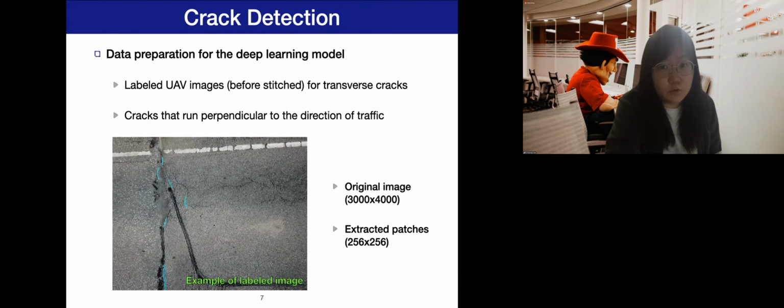Next, we process the images to feed into the deep learning model for crack detection. Firstly, we label the images taken from the UAV, not from the stitched map, to focus only on the transverse cracks, which run perpendicular to the direction of the traffic. The image below shows an example of a labeled image, where labels are highlighted in blue. The original image has a size of around 3000 by 4000, which is very high resolution, while this image is cropped into small patches of size 255 by 255 to augment the data.